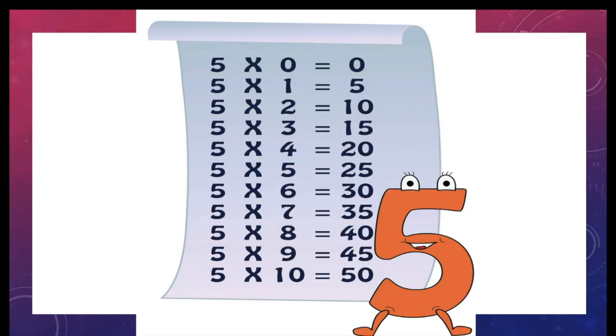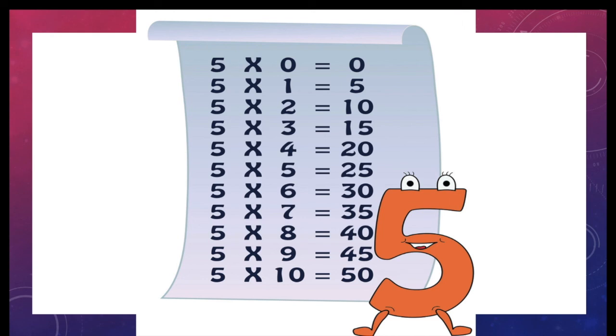So here also 5 into 0 is 0. So let us start with 5 ones are 5. 5 twos are 10. 5 threes are 15. 5 fours are 20. 5 fives are 25. 5 sixes are 30. 5 sevens are 35. 5 eights are 40. 5 nines are 45. 5 tens are 50.